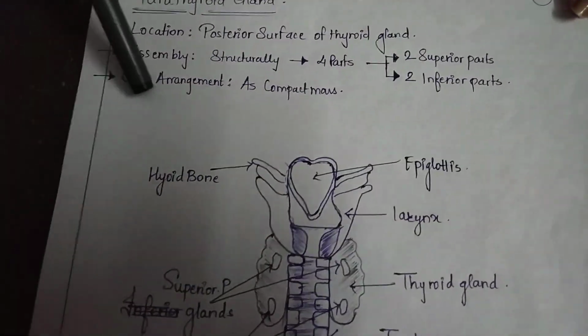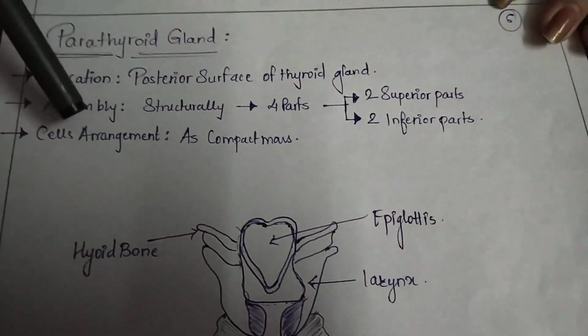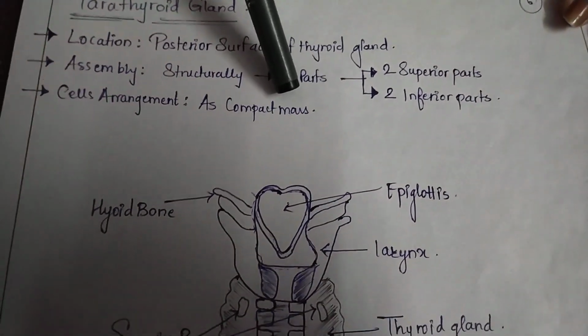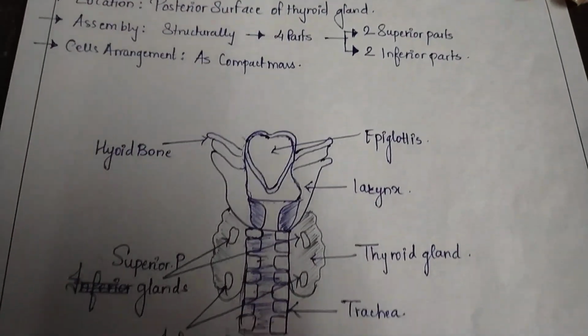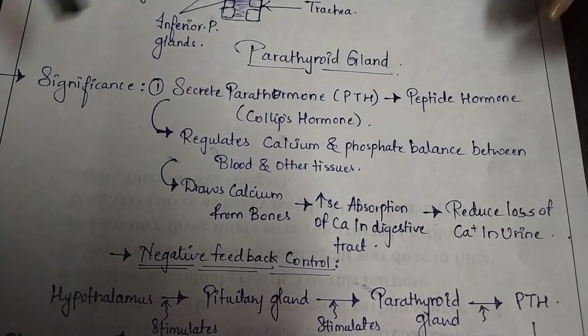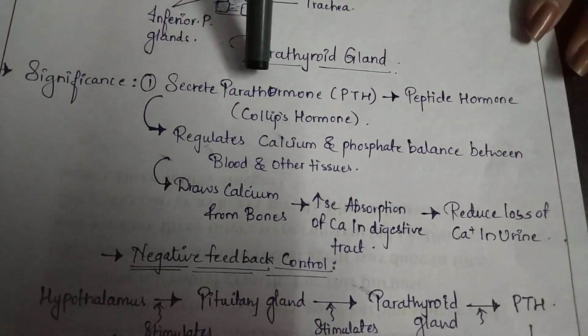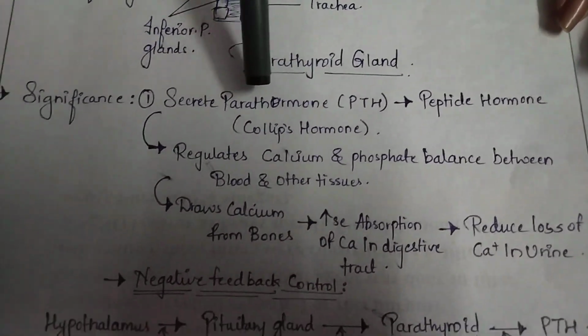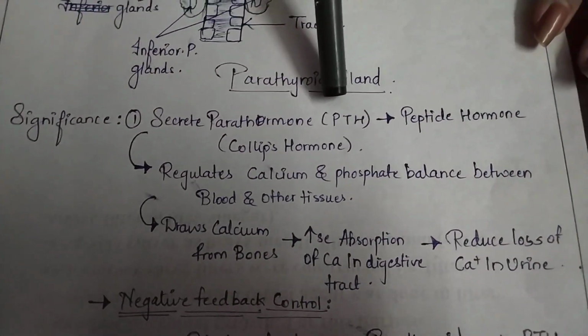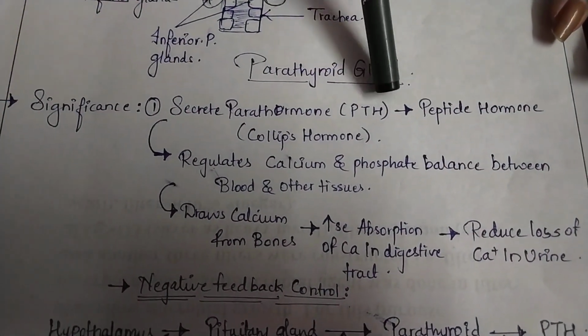Now what is the arrangement of the cells of the parathyroid gland? They are arranged in a compact mass, in a compact manner. Okay, now coming to the significance of the parathyroid gland. Basically your parathyroid gland secretes parathormone. I repeat, this secretes parathormone, the short term for which is PTH.